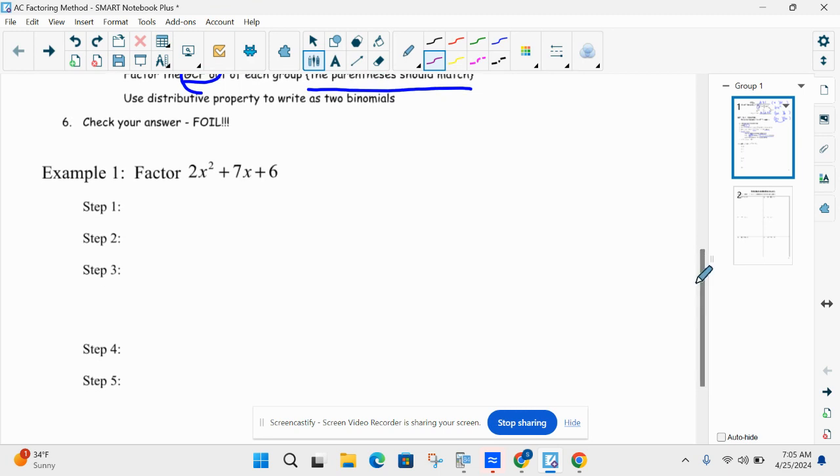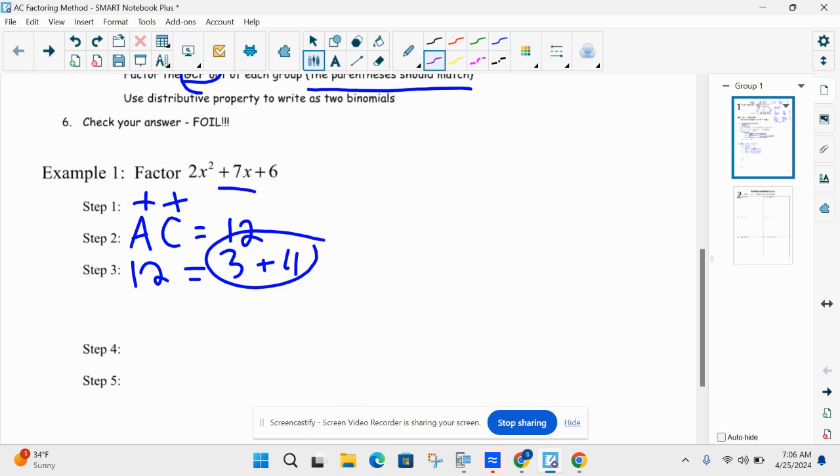So here's our first example. For our signs, we're going to have both positive because there are no negatives in this problem. So then we're going to find A times C, which is 2 times 6, which is 12. Then we'll find factors of 12 that add to 7, which would be 3 and 4. Next, we use those two factors to rewrite 7x. So you would write 2x squared plus 3x plus 4x plus 6.